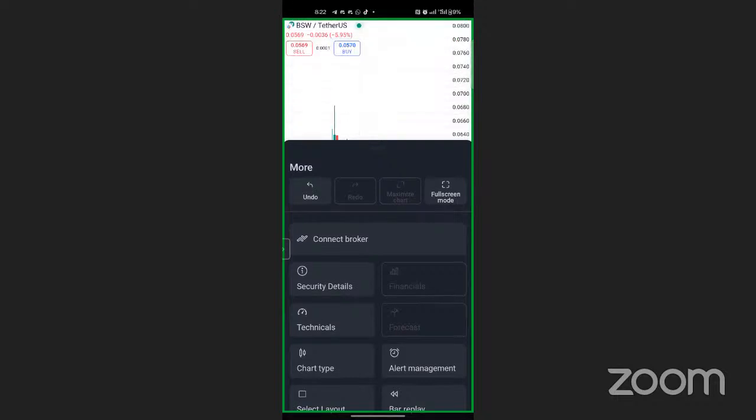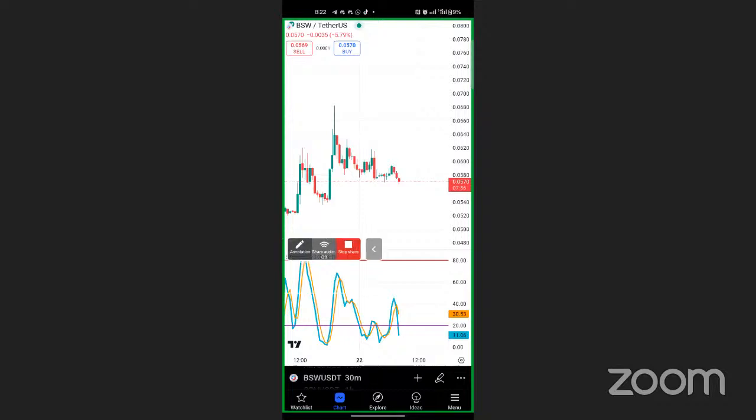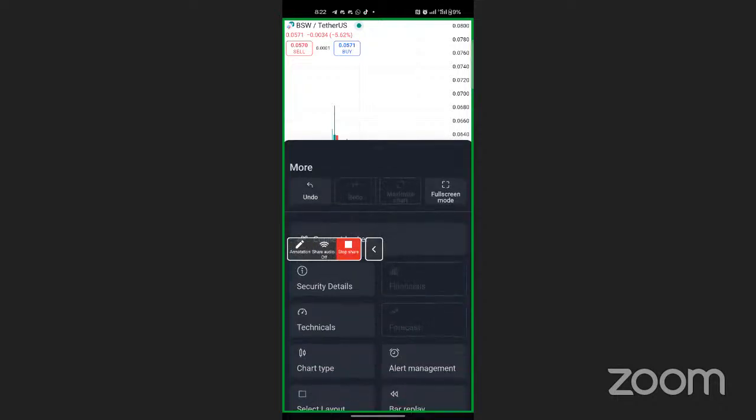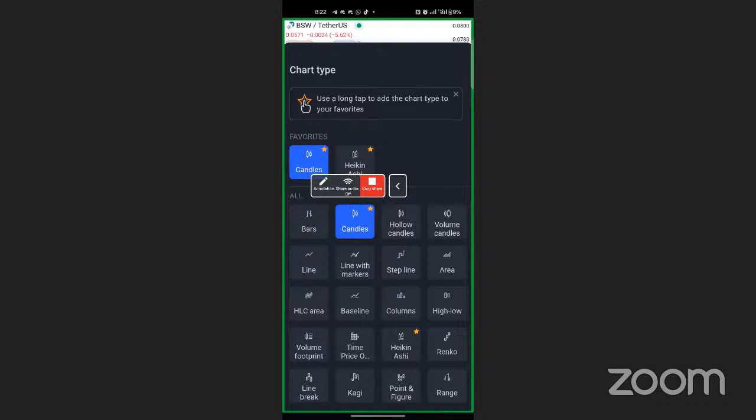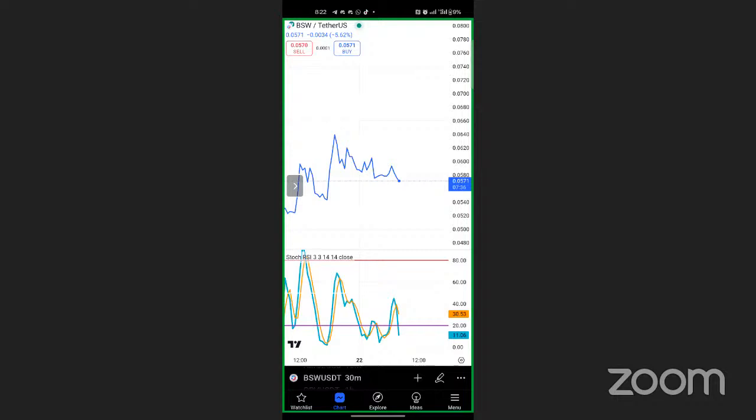Okay, I'm good now. So I tap on these three dots down here. Then I change the chart type. So I come here on the chart type. I change the chart type from candles to a line.